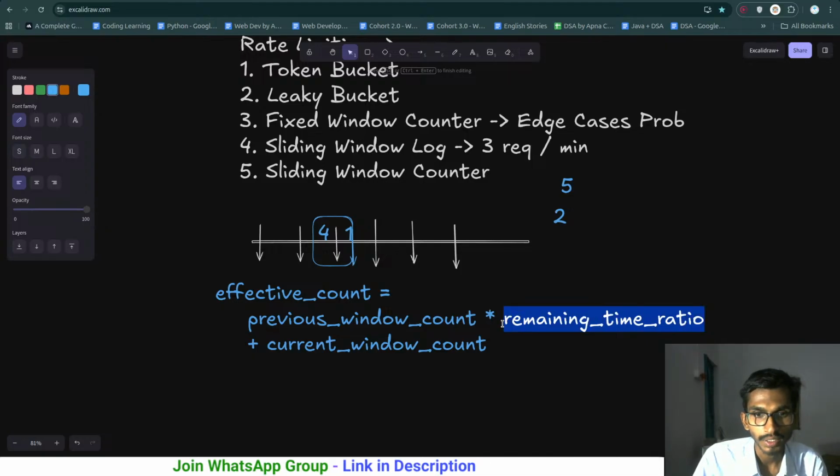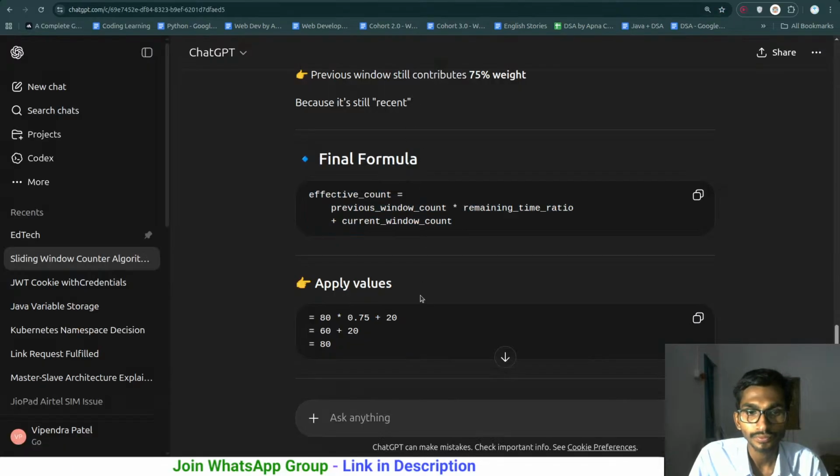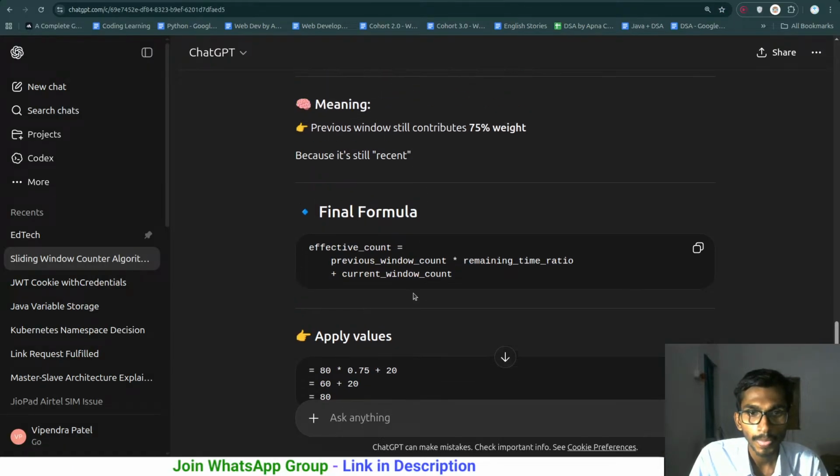So you have to calculate the time and current window count. And this is how, if you just simply go through it, you are going to get the result. Having said that, when it comes to this one, suppose previous window count is around 80 in our case, and current window count is 20 in our case. Now we just have to know about this thing, the remaining time ratio.